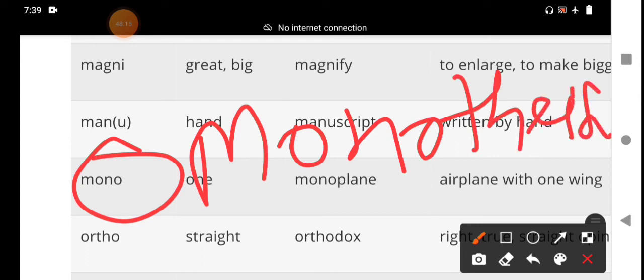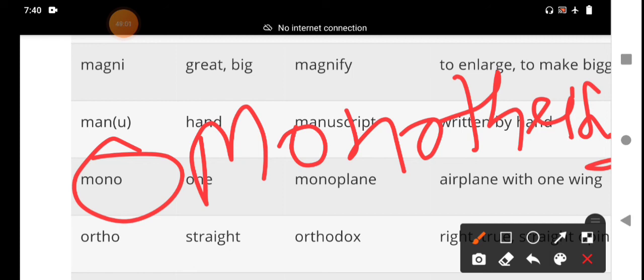Monotheism. What is the meaning of monotheism? Mono means single. Believing that there is only one God or power, one who believes that in the entire universe only one God is there. He worships, he praises. That person thinks only one God. He believes there is only one God or power in the universe. That is called monotheism.